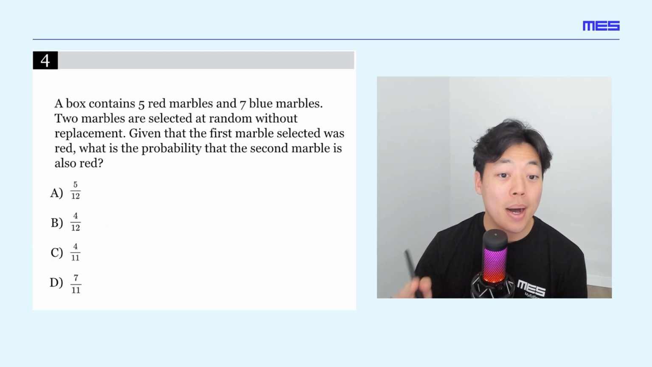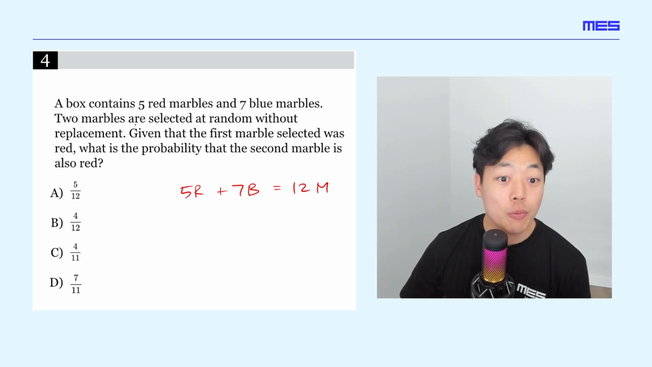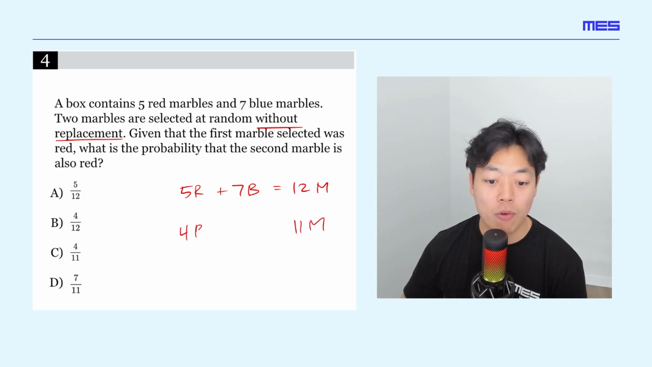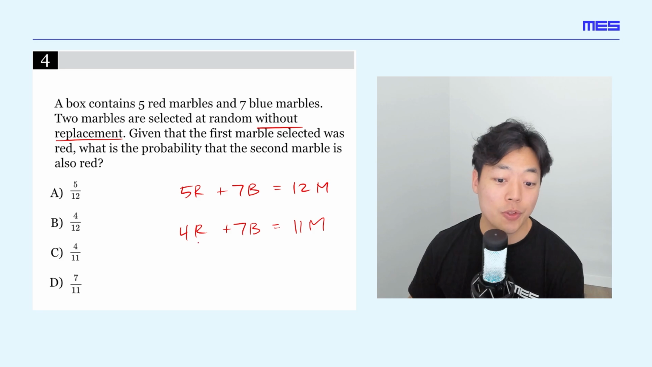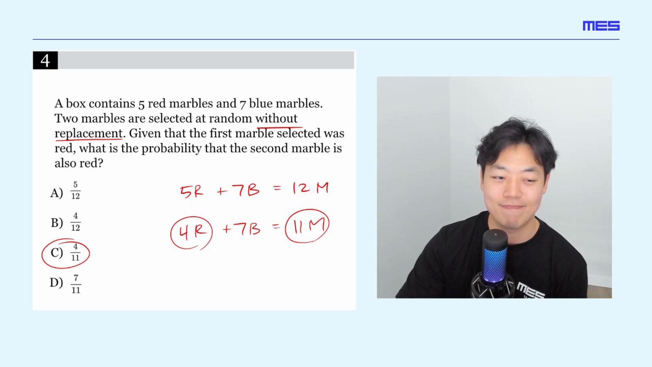Problem number 4. A box contains 5 red marbles and 7 blue marbles. So 12 marbles in total. 2 marbles are selected at random without replacement. That's really important. Given that the first marble selected was red, so now we have 11 marbles, and we have 4 red marbles and still 7 blue marbles in the box. What is the probability that the second marble is also red? So we have 4 red marbles left out of a total of 11. Boom. 4 of 11 will be correct here.